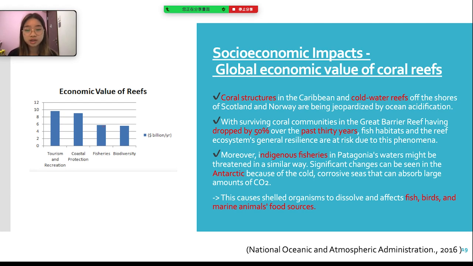Moreover, indigenous fisheries in Patagonia's waters might be threatened in a similar way. Significant change can be seen in the Antarctic because of the cold, corrosive seas that can absorb large amounts of CO2. Thus, it causes shelled organisms to dissolve and affects fish, birds, and marine animal food resources.